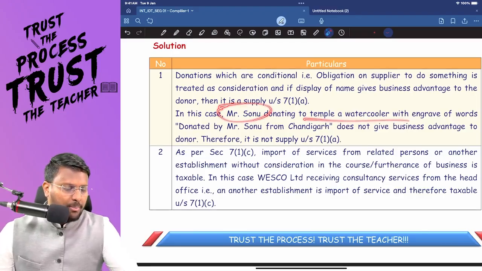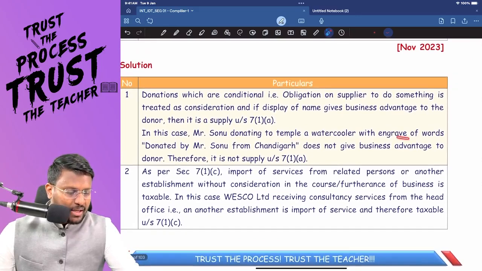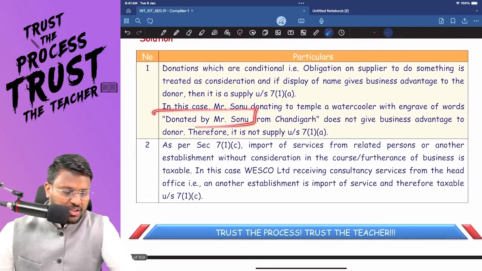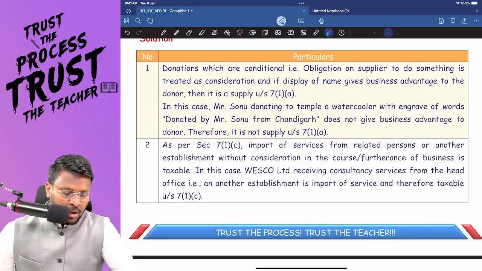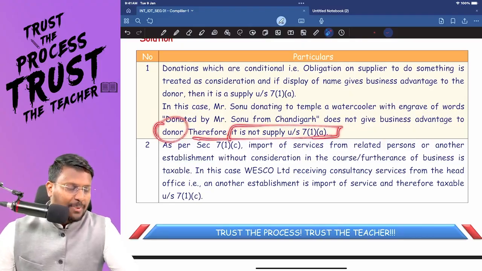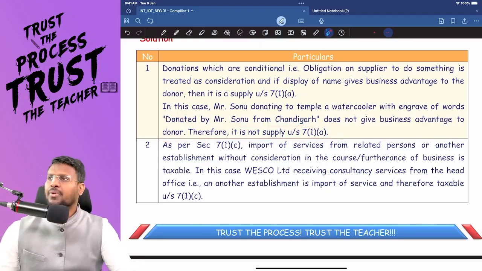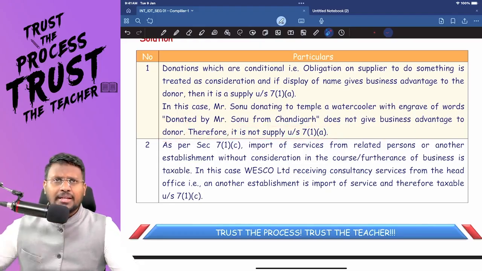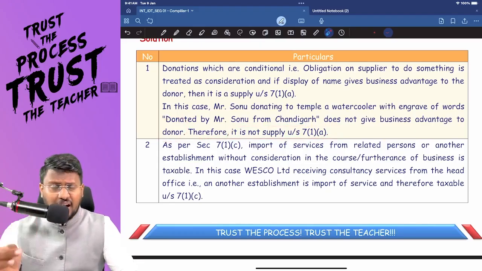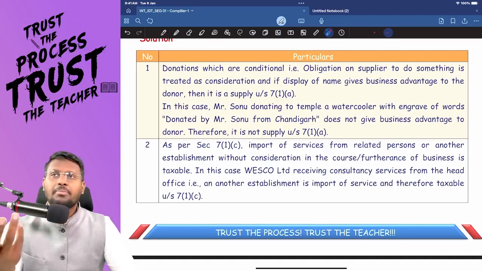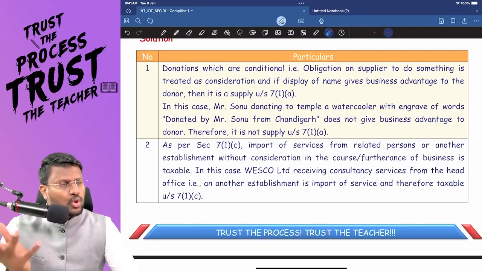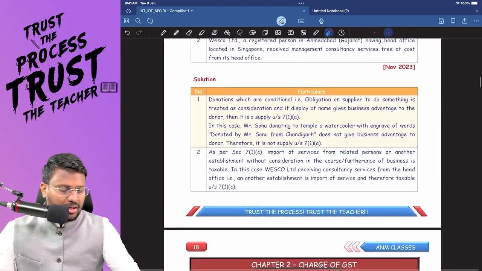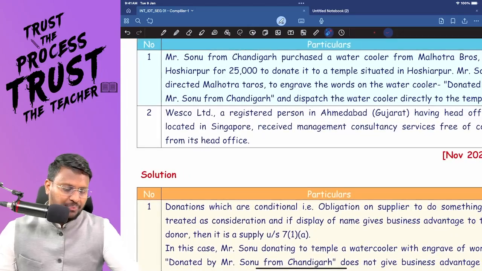In this case, Mr. Sonu is donating a water cooler to the temple, with the engraved words "donated by Mr. Sonu from Chandigarh", which does not give any business advantage to the donor. Therefore, it is not a supply under section 7, subsection 1. Because, sir, it is written only in his personal name, not the business name. So there is no business advantage to Sonu, and we can say that it is not a supply. Shall we come to the next one?